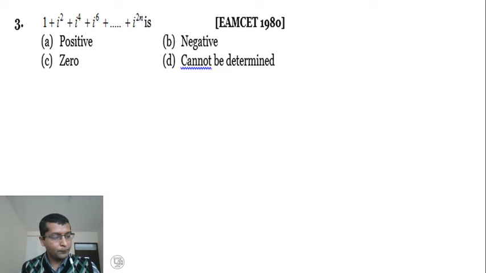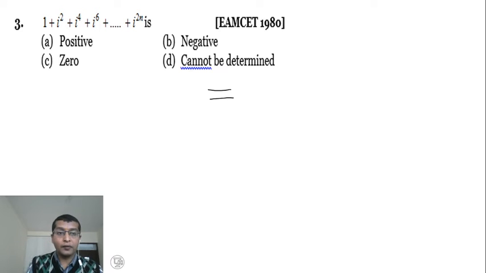Next we'll move to the third example. Now in this example, it is given that 1 plus i square plus i raised to 4 plus i raised to 6 plus so on plus i raised to 2n is equal to, okay. So for that we need to simplify, then guess the correct answer. The options are positive, negative, 0, cannot be determined.